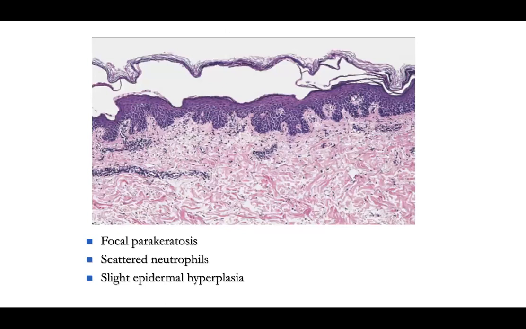Now, unfortunately, with erythrodermic psoriasis, it makes sense with the clinical pathologic correlation. You're not going to see much that looks very similar to psoriasis. But you can see some focal parakeratosis, some slight epidermal hyperplasia, and scattered neutrophils. So I think if you're seeing neutrophils, slight epidermal hyperplasia, focal parakeratosis, and you know that the patient's erythrodermic, you cannot rule out erythrodermic psoriasis.